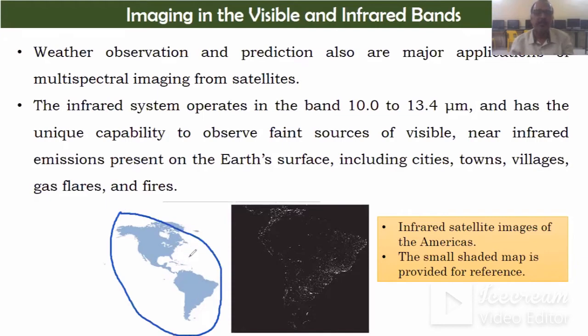That means the image of this whole part has been taken. So this is actually a map, an infrared map, so the proper structure can be clearly seen. Weather observation and prediction is also one of the major applications of this type of band. The infrared system operates in the band of 10.0 to 13.4 micrometer. So this is the range of the infrared band.